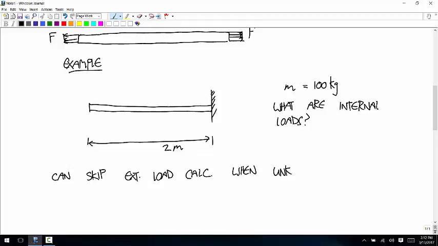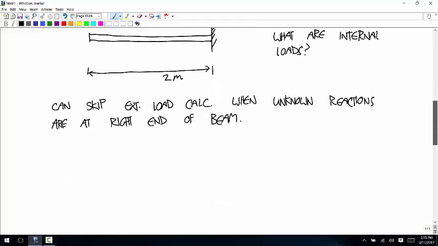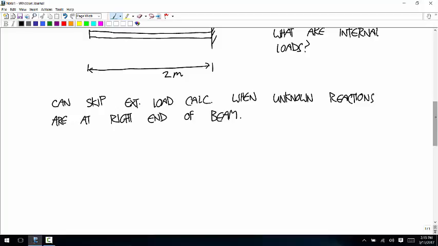Whenever the unknown reactions are at the right end of the beam, we can skip it. Otherwise we have to do it, and the reason is that we always work from the extreme left towards the right.